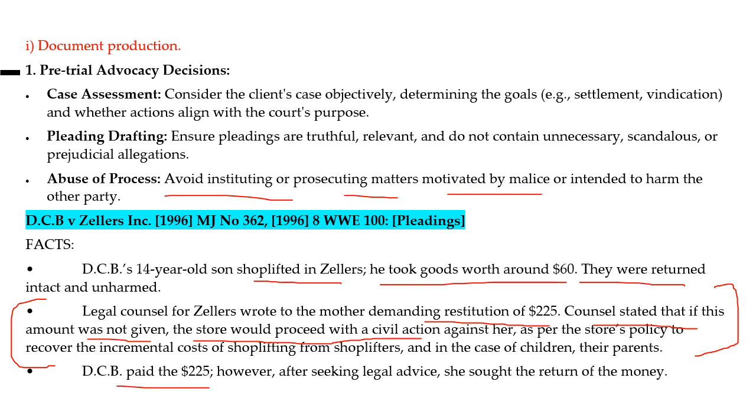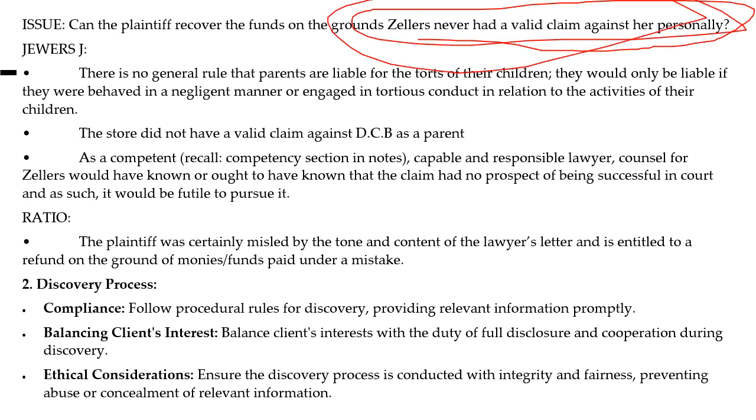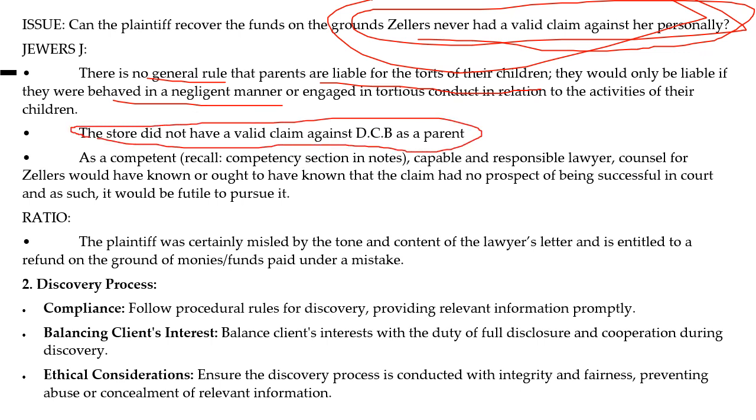So DCB paid $225. However, after seeking legal advice, she sought the return of the money. Can the plaintiff recover the funds on the grounds that Zellers never had a valid claim against her personally? There is no general rule that parents are liable for the torts of their children. They are only liable if they behaved in a negligent manner. The store did not have a valid claim against DCB as a parent. So this is very important.